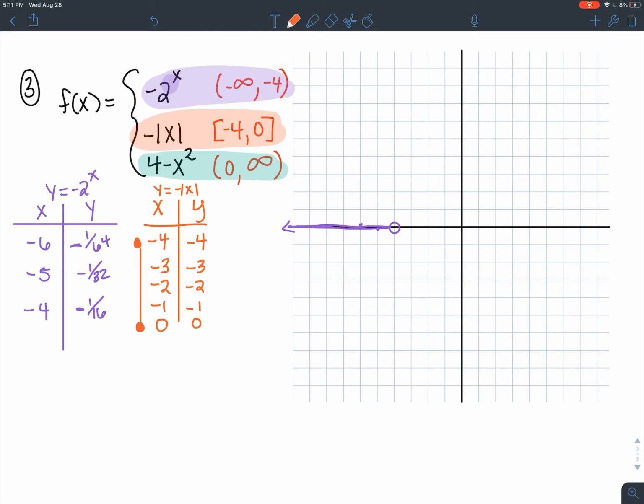So 0, 0 would be its extreme point. So at 0, 0, I have an open circle. And then -1, -2, -3, and -4, I have a closed circle. Both of them are closed. I caught that mistake. Whew. They're both closed. All right.